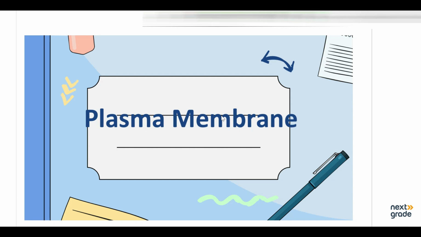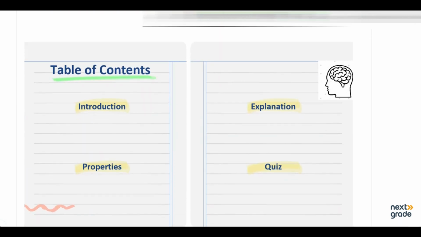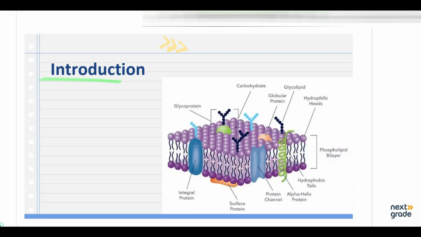In today's video, we are going to learn about the plasma membrane, and the subtopics that we are going to cover are the introduction, properties, explanation, and then there is a quiz for you guys in the end. So, plasma membrane. Plasma membrane, also known as the cell membrane, is the outermost boundary of the cell.